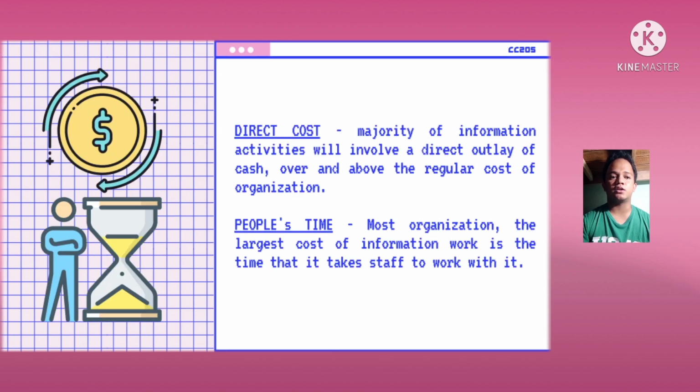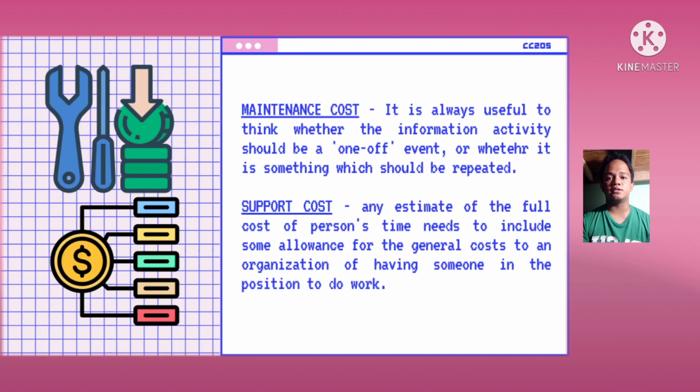The first one is direct cost. The majority of information activities will involve direct outlay of cash over and above the regular cost of the organization. Next, people's time. In most organizations, the largest cost of information work is the time that it takes staff to work with it. Next is maintenance costs. It is always useful to think whether the information activity should be a one-off event or whether it is something that should be repeated. Support costs. Any estimate of the full cost of a person's time needs to include some allowance for the general costs to an organization of having someone in the position to do work.